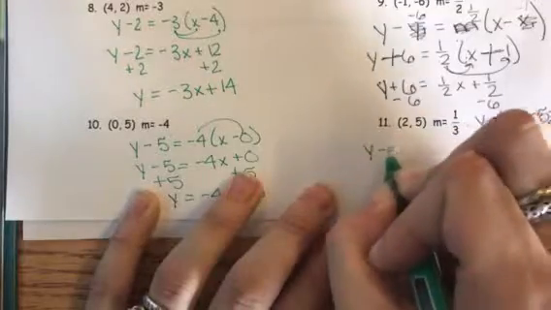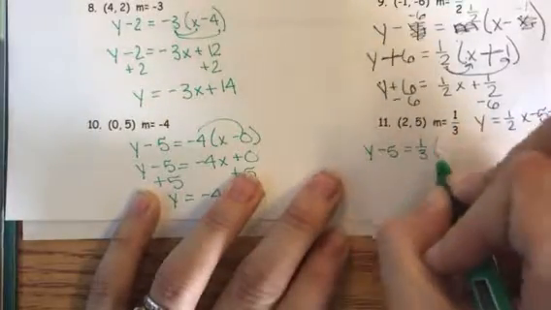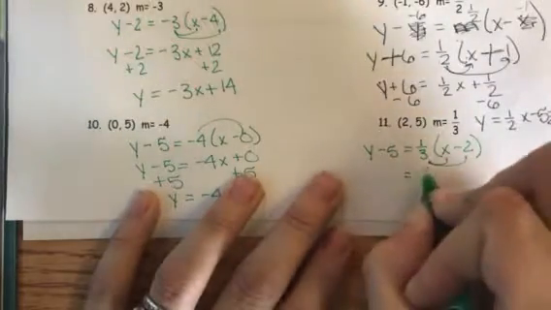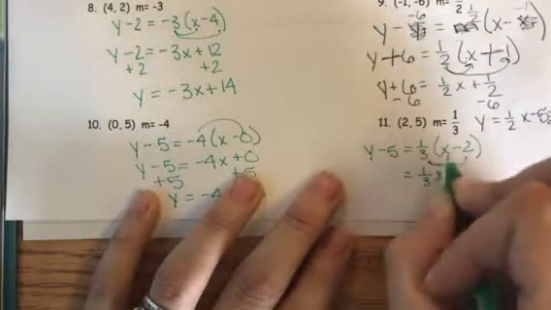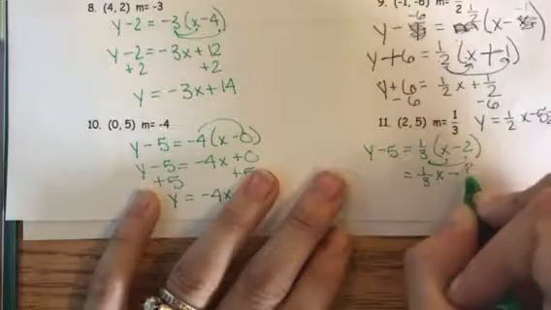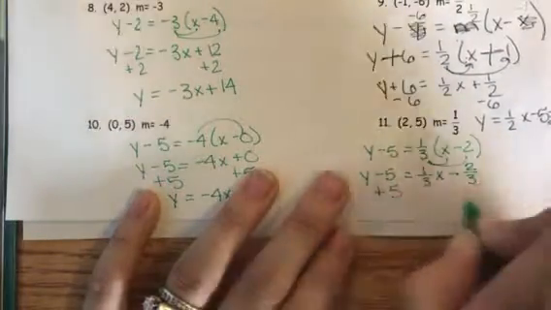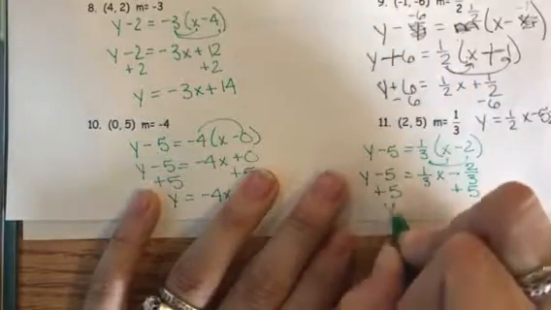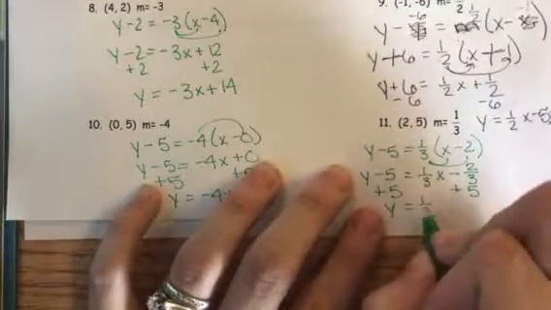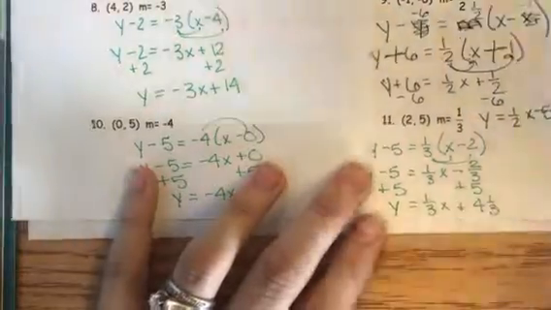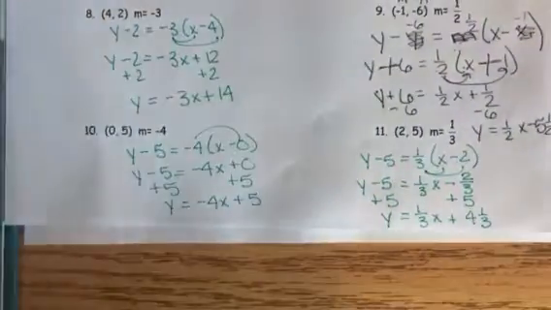Number 11, y - 5 = 1/3 times (x - 2). We'll distribute, so we'll say 1/3 x - 2/3. We'll add the 5 over, so our final answer will be y = 1/3 x + 4 and 1/3. You could also have that as 13/3.